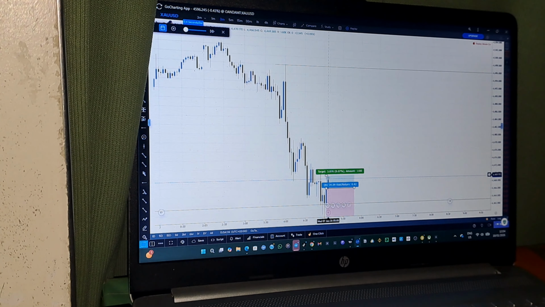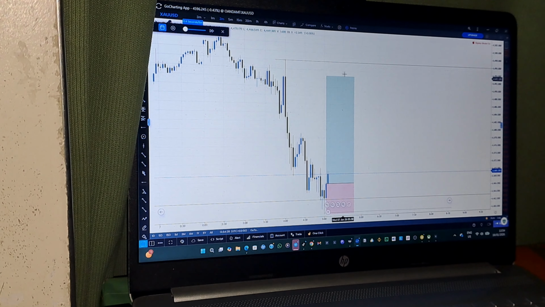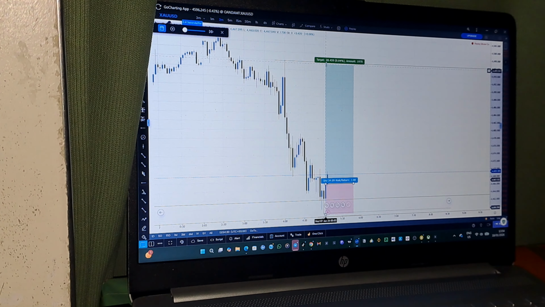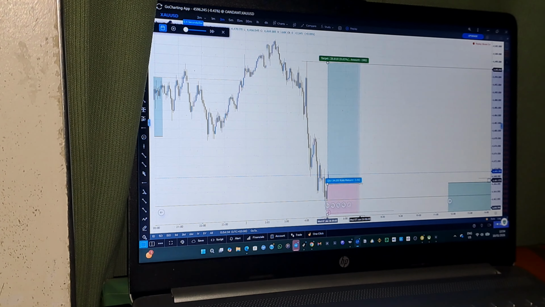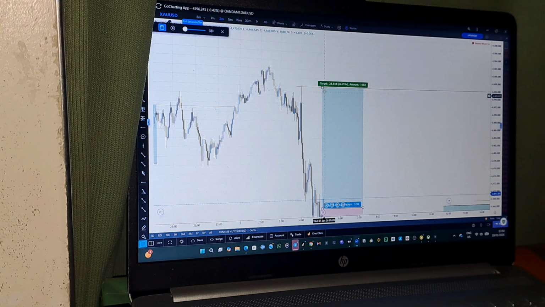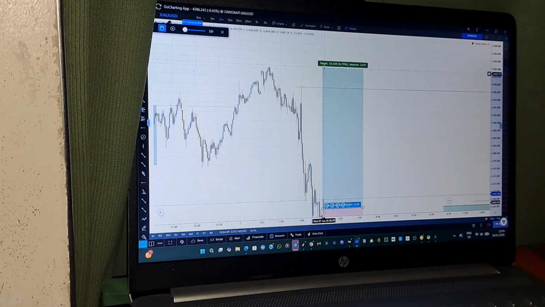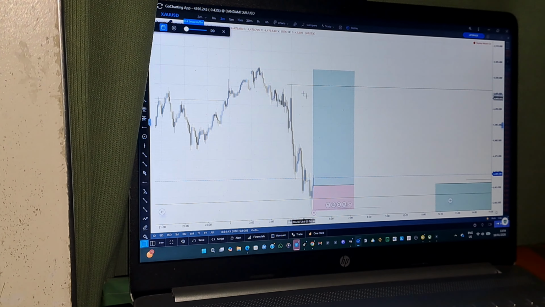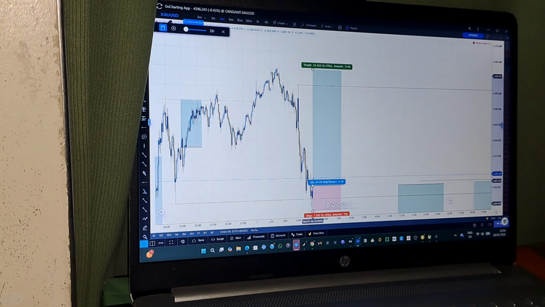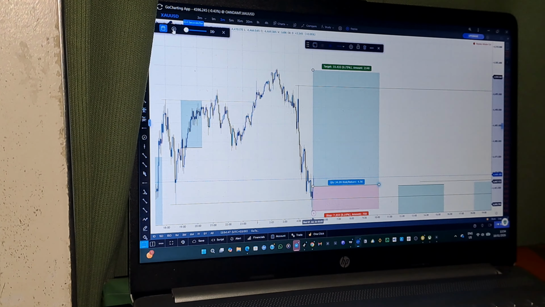You can target this high, or target the 15-minute time frame high. But there's a lot of liquidity in this zone, so let us see how this plays out.